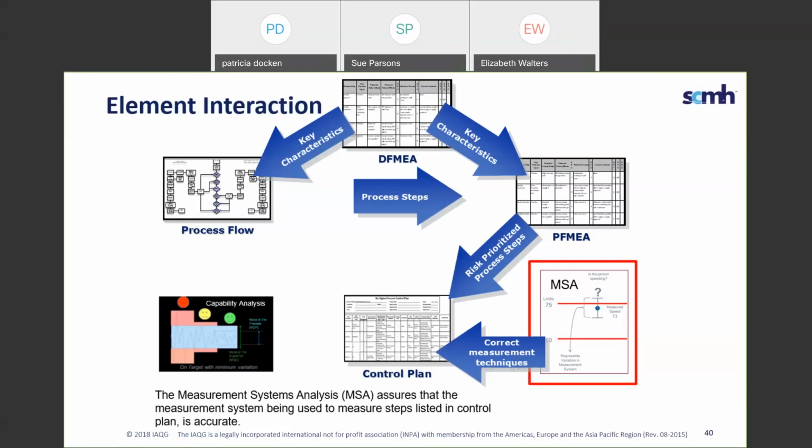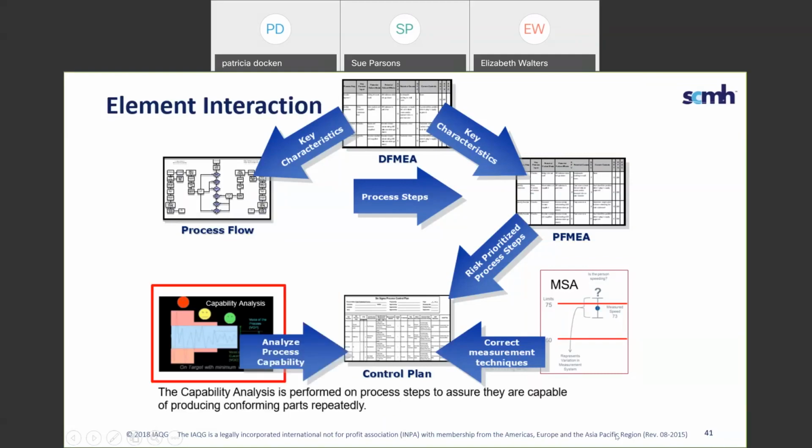Then the control plan takes product characteristics from the DFMEA and the significant process steps from the process flow, and also the process characteristics from the PFMEA, and then we establish those controls to manage variation and reduce risk so that we get conforming product.